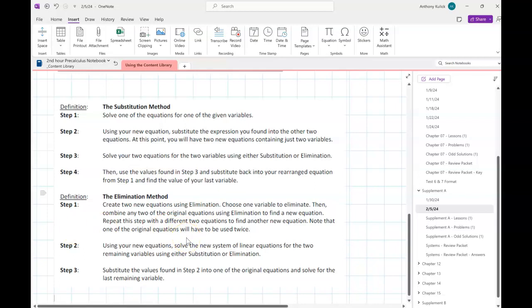So again, substitution starts the same way. You want to isolate a single variable from one of your equations. You're going to then plug that back into the other 2 equations. And then take one of those 2 and solve it equal to a single variable, and plug that one into the remaining equation. And then you'll have one equation with one variable that you can then solve Algebra 1 style and then substitute back.